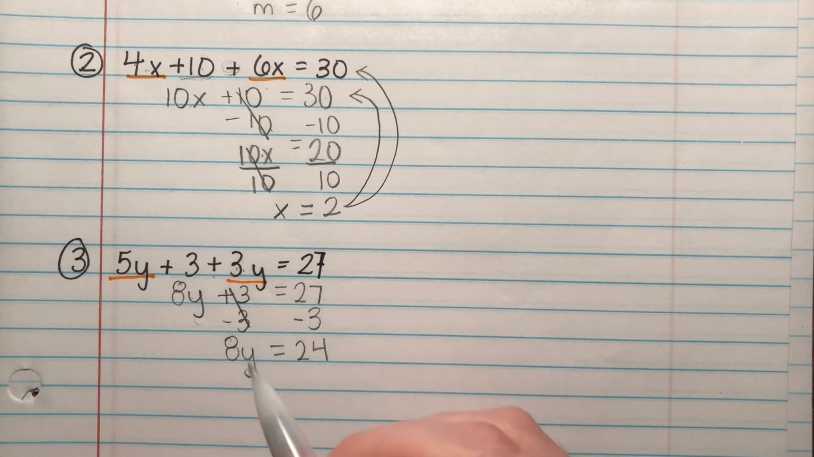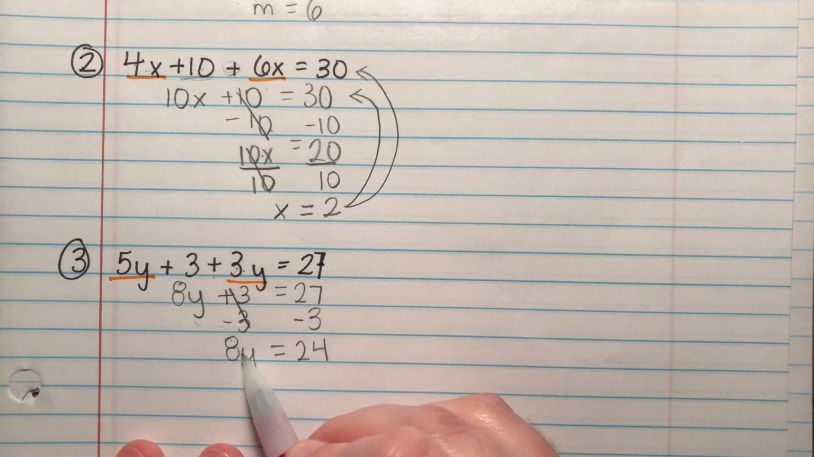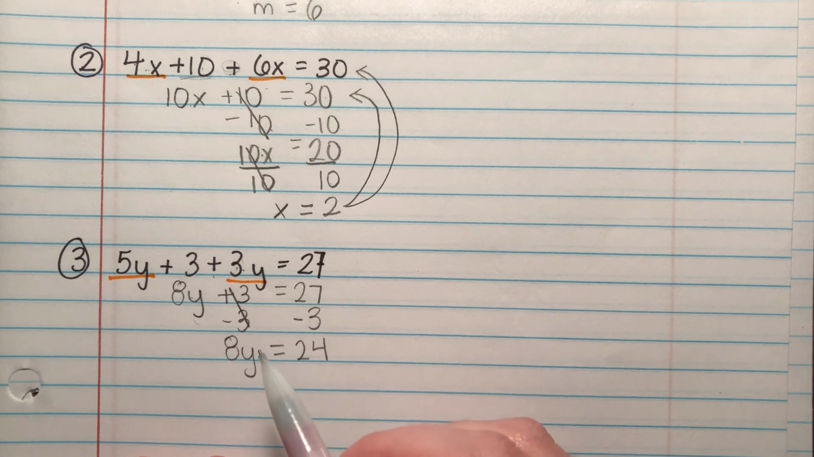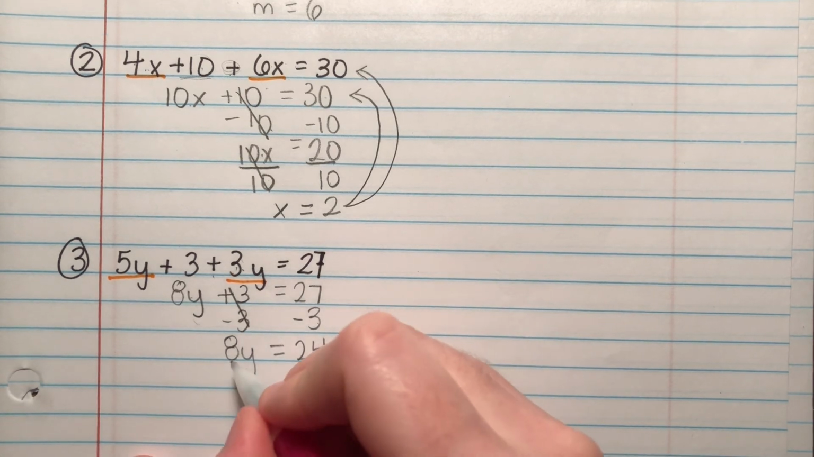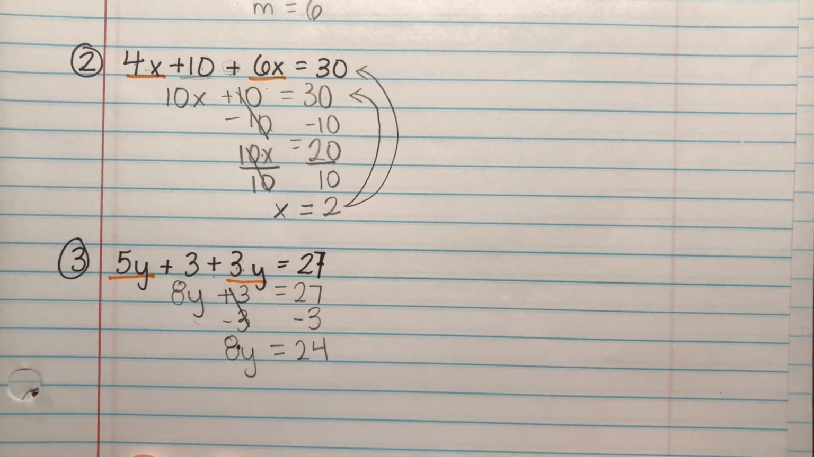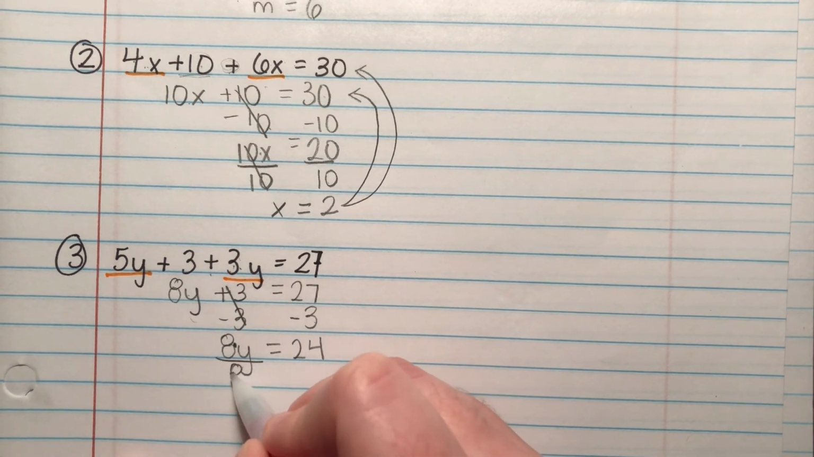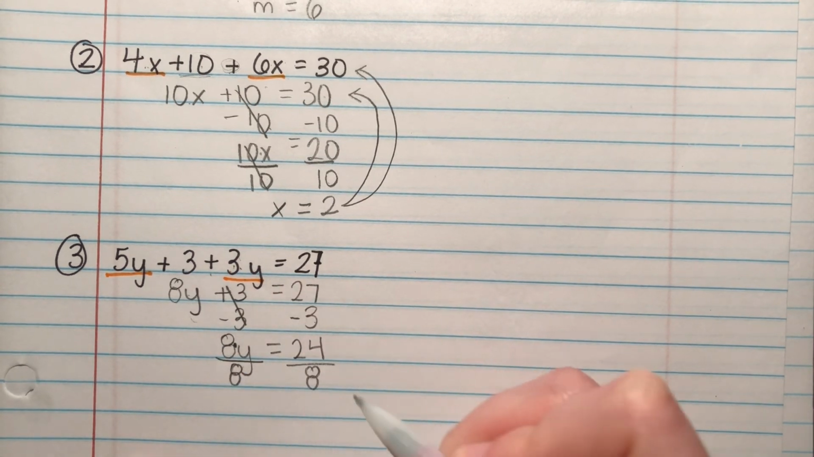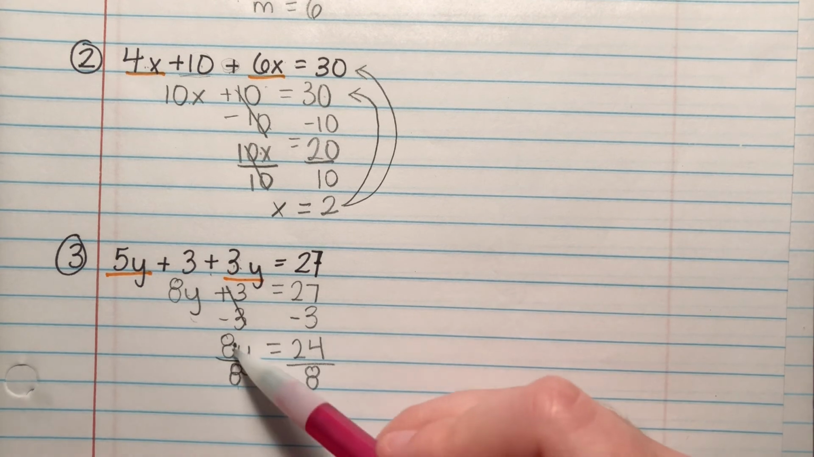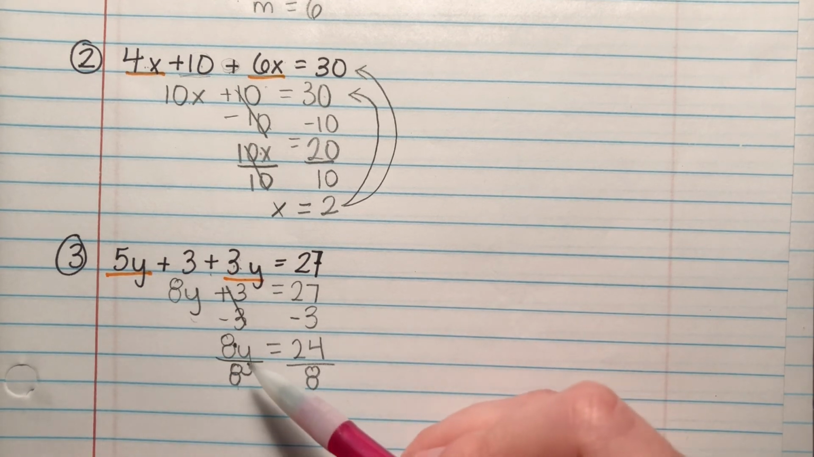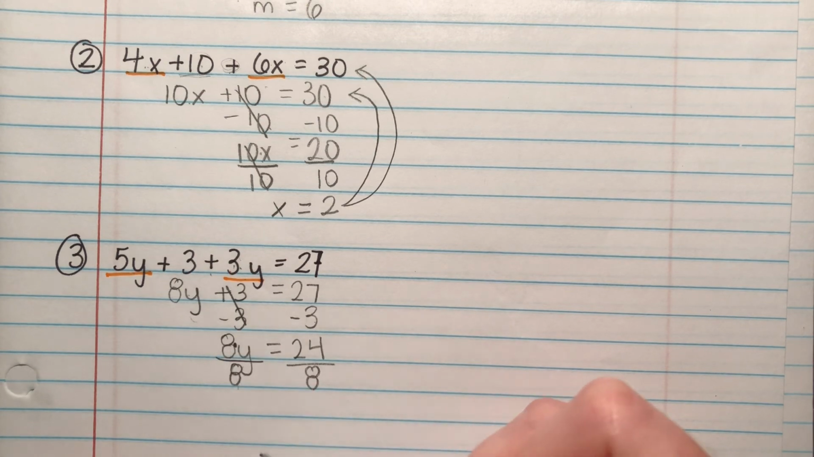Alright, now I need to check what operation is being done here. 8 times y would give me 8y. So these two are being multiplied, right? So how do I undo multiplication? I simply divide. And remember, I'm dividing by 8 because that's the number attached to y here. That's what I want to get rid of. That's the only way I can get rid of that 8 there.